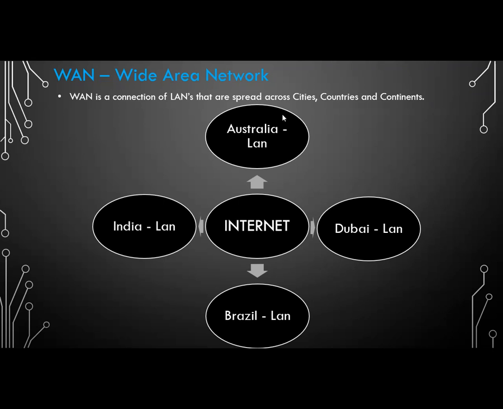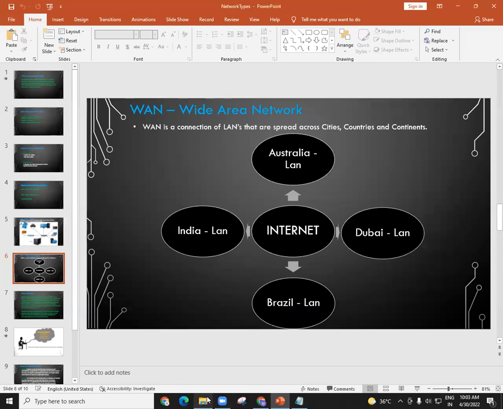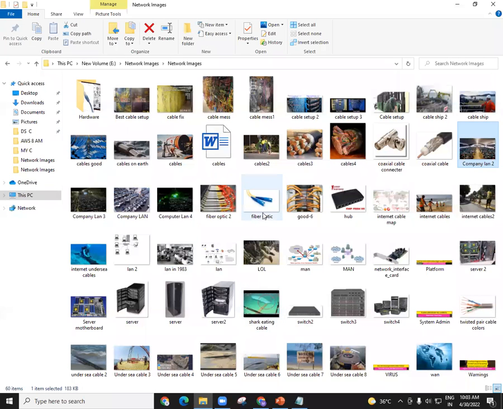India is connected to Brazil by using cable. India is connected to Australia by using cable. India is connected to Dubai by using cable. There are some cables known as undersea cable or underground cable. These cables pass under the sea or under the ground, and they connect all the cities, countries, and continents.